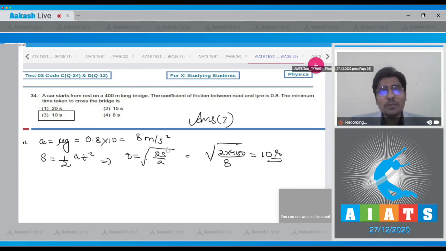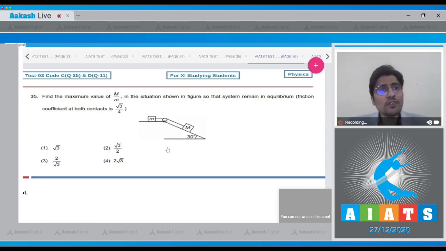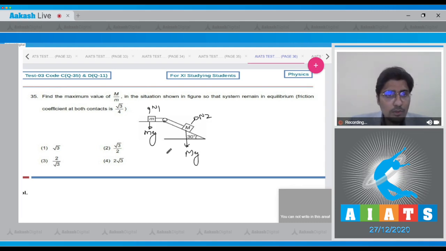Now let us solve question number 35. Question 35 says find the maximum value of capital M by small m. The situation shows that the system remains in equilibrium and the friction coefficient at both contacts is root 3 by 4. Dear student, let us draw a free body diagram. Let the normal here be N1. Here the gravity will be mg downwards. Let the normal here be N2 and a vertically downward gravitational force capital Mg. The tension, let it be T.